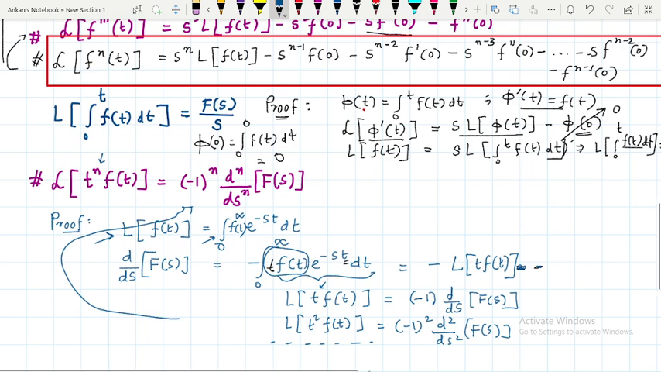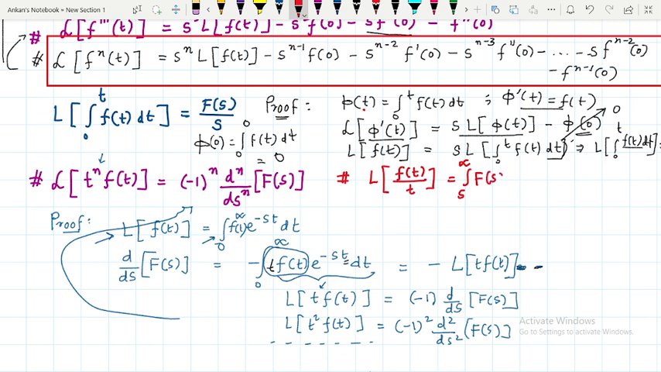Likewise, we have another important formula: the Laplace transform of f(t) divided by t gives simply the integral from s to infinity of F(s) ds. This can be proved in a similar way. Proof.